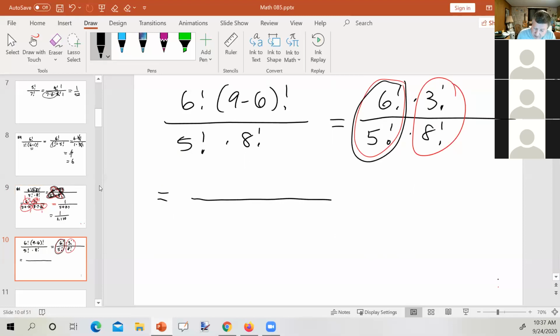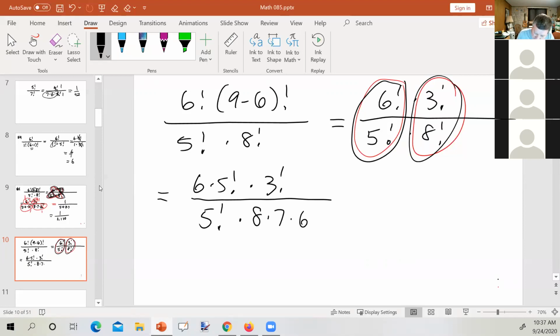So, dealing with this, I'm going to take 6 factorial and write it as 6 times 5 factorial over 5 factorial. I'm going to take 3 factorial over 8 factorial and write it as 3 factorial over 8 times 7 times 6 times 5 times 4 times 3 factorial. Can you see that doing it this way, I'm going to have more numbers to deal with? That's why I chose the other route, but this still works. So now those would reduce down.